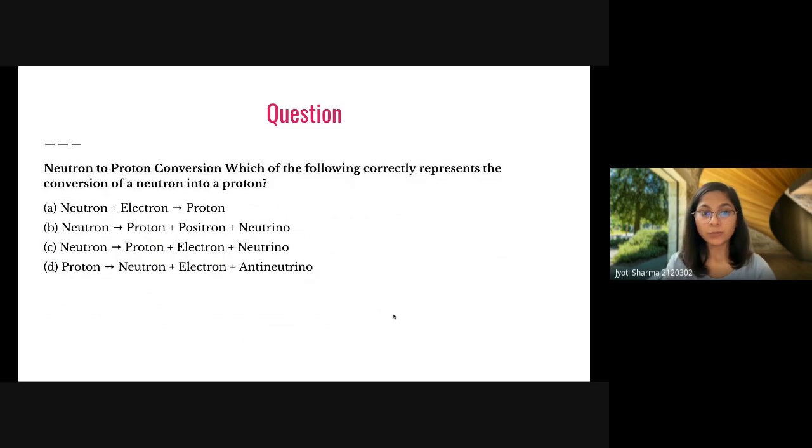Now let's come to the next question. If we are converting a neutron to a proton, how can we represent it? Which of the following correctly represents the conversion of a neutron into a proton? Our options are: A, neutron plus electron gives proton. B, neutron gives proton plus positron plus neutrino. C, neutron gives proton plus electron plus neutrino, and D, proton gives neutron plus electron plus antineutrino.